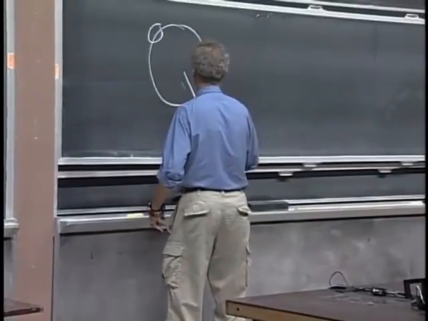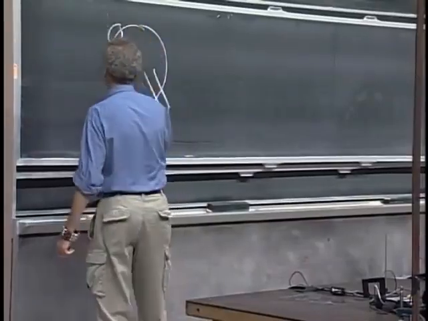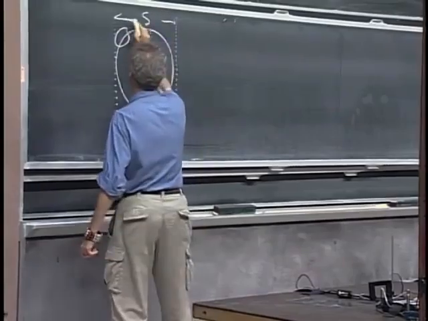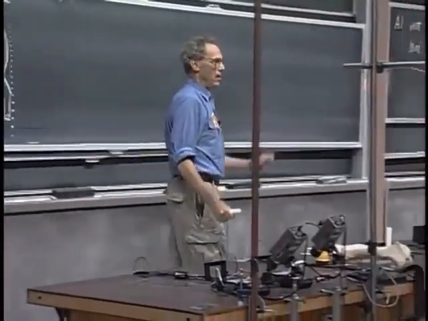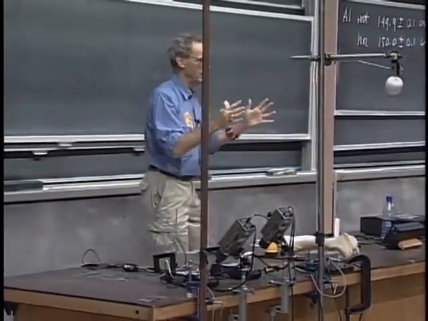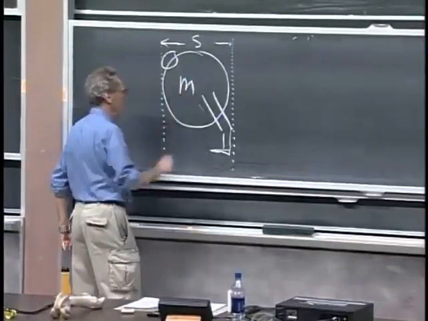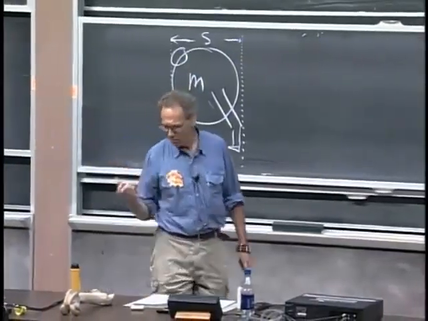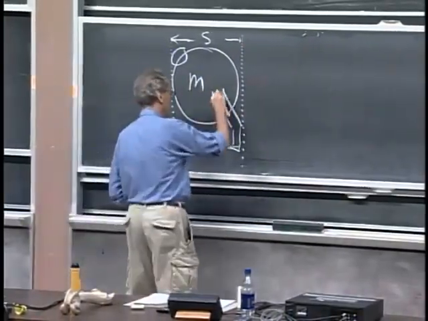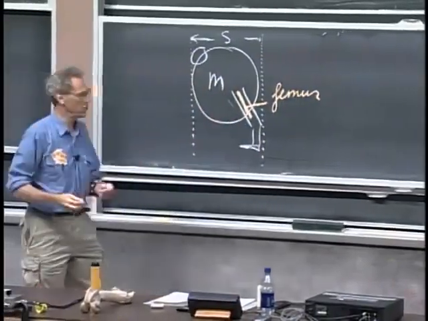Here is a mammal. And this is one of the 4 legs of the mammal. And this mammal has a size S. What I mean by that is a mouse is this big and a cat is this big. That's what I mean by size, very crudely defined. The mass of the mammal is m. And this mammal has a thigh bone, which we call the femur, which is here.